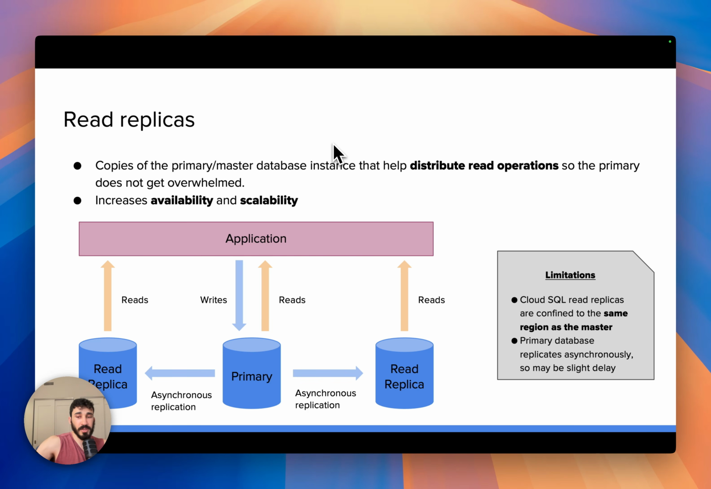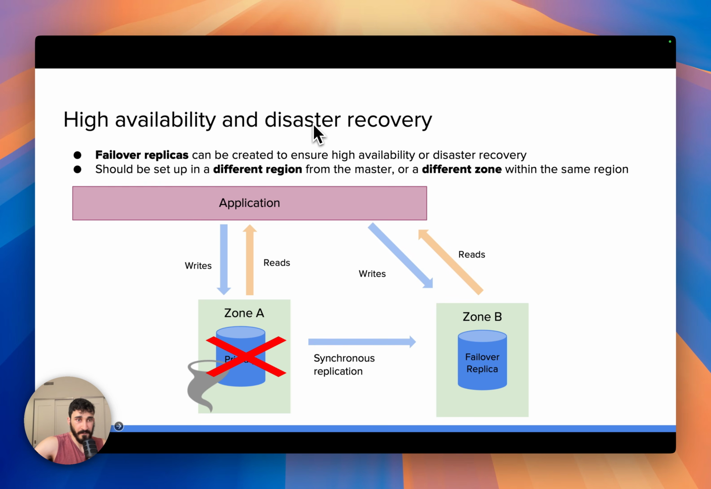The Cloud SQL read replicas are confined to the same region as the master, in part because of how close they need to be for there to be low latency between them, even though the replication is asynchronous. But it's important to note that there is potentially a slight delay between the primary and the read replicas. So they're really good for scaling read-heavy workloads, but you should consider these limitations. This is something that could very easily show up on the exam. Google loves to test this.